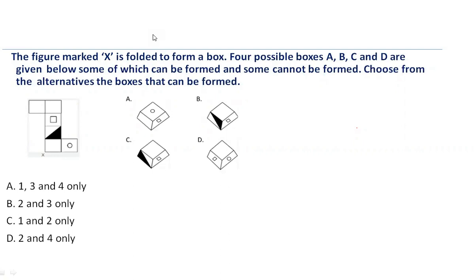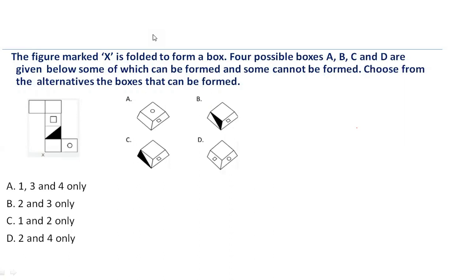So they have given a folded box that is referred to as X, and they have given four options of boxes A, B, C, D, and answer options with the combinations which are possible from that folded box. So let's see with respect to each and every box that we are having.